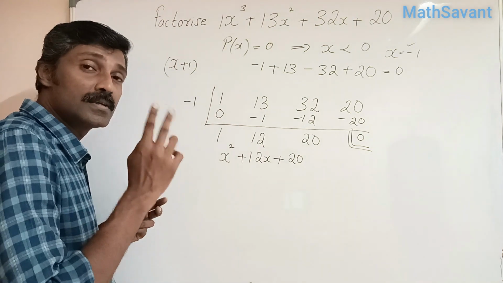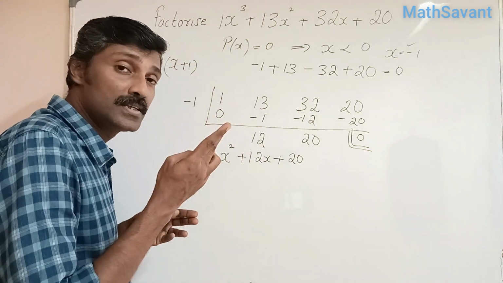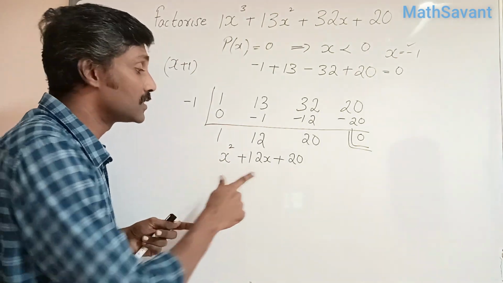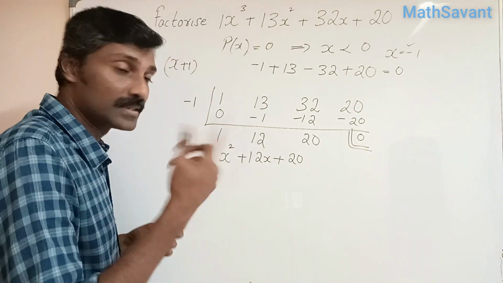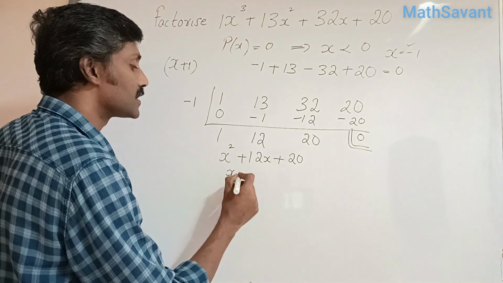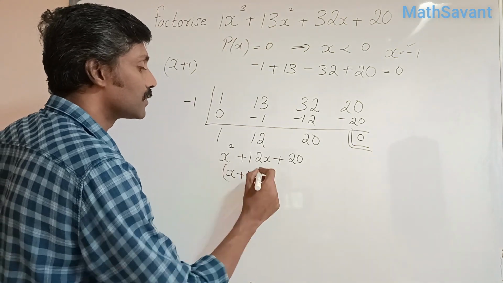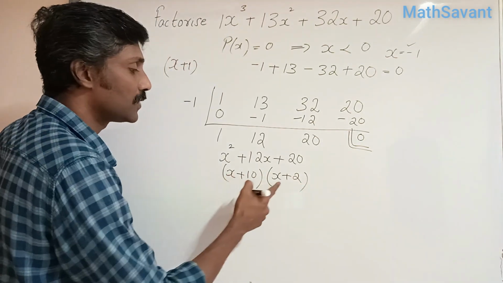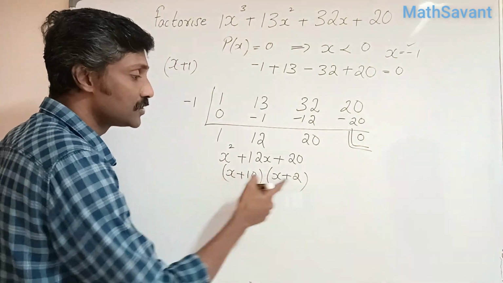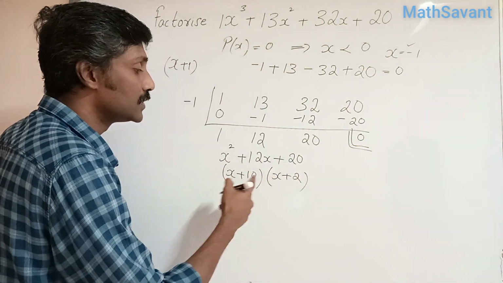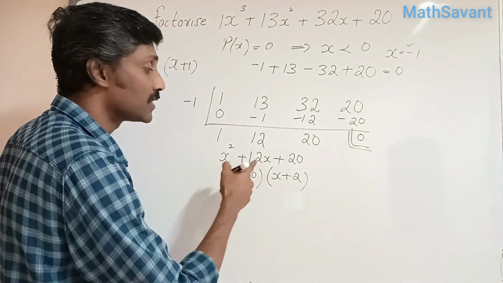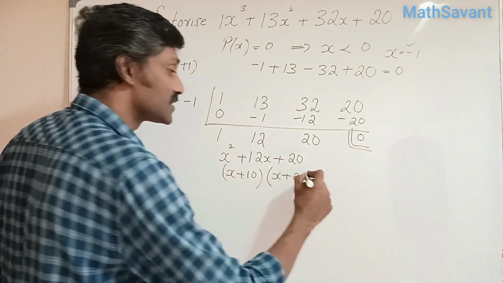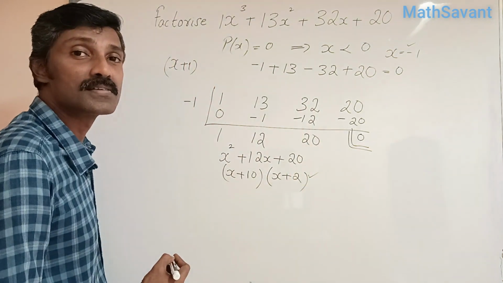Which are the two numbers that come to your mind when you say product is 20? 10 and 2, right? And 10 and 2 when you add you get 12. So let's try that. x plus 10 and x plus 2. So x into x you get x squared, x into 2 is 2x, 10 into x is 10x, and 10x plus 2x you get 12x. 10 times 2 is 20, so correct. So these happen to be the two factors, right?